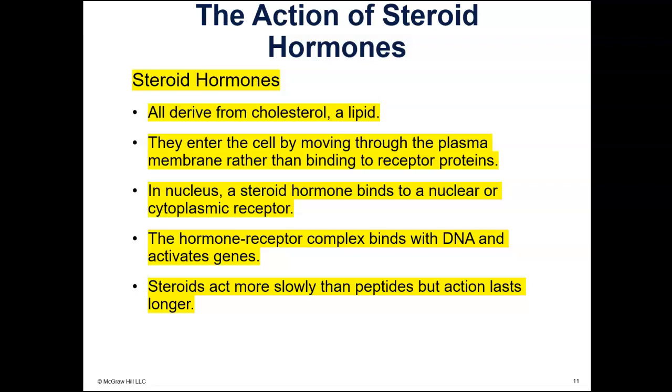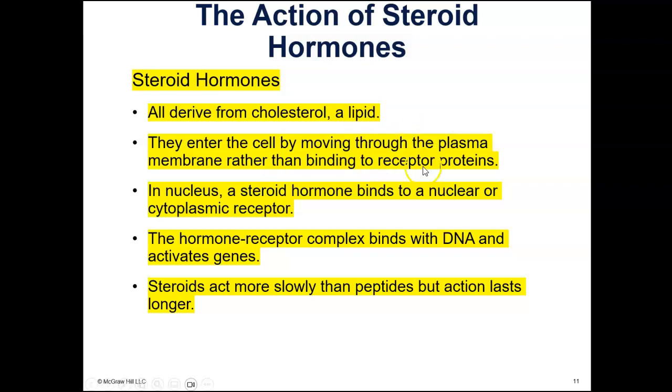Now, the other type of hormones, we have peptide hormones, and then we have steroid hormones. Steroid hormones are all derived from cholesterol. They all start out as cholesterol, which is a lipid, and then they're converted into the particular hormone, like testosterone. So steroid hormones will enter the cell, where peptide hormones do not enter the cell. Steroid hormones enter the cell by moving through the plasma membrane because they are steroids, so they can easily move directly through the plasma membrane phospholipid bilayer.